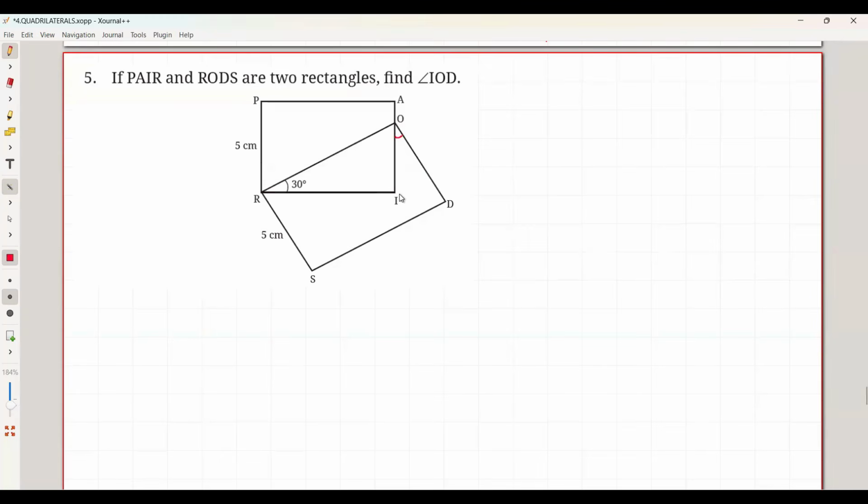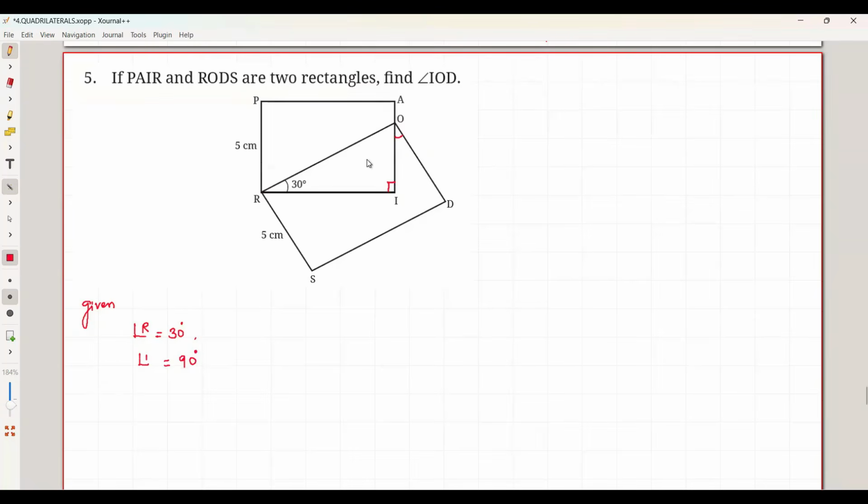For finding this angle, only one angle is given. This is 30 degrees, meaning angle R is 30 degrees. First you write the given condition: angle R is equal to 30 degrees. Now PAIR is a rectangle, therefore angle I will be 90 degrees. So angle I is equal to 90 degrees because it's a rectangle.